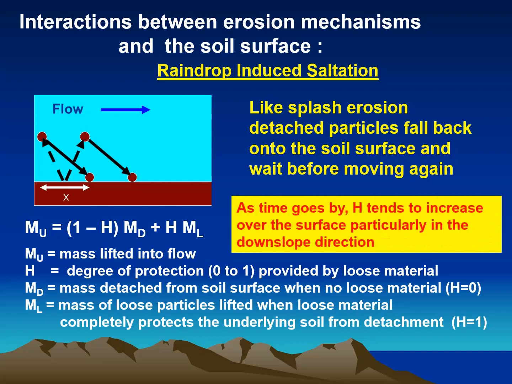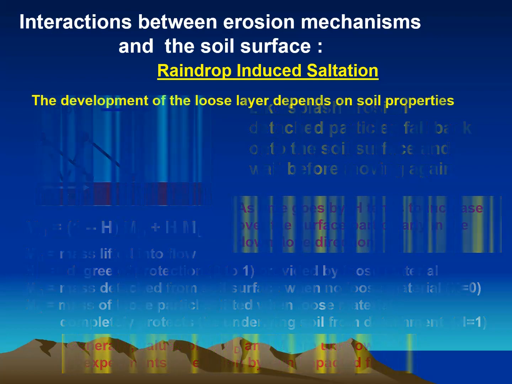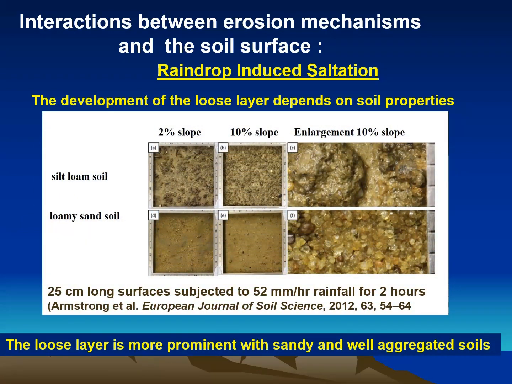As time goes by, H tends to increase over the surface, particularly in the downslope direction. Generally, the values of H, Md and Ml are unknown in experiments with rain-impacted flow. The development of the loose layer depends on soil properties. Generally, the loose layer is more prominent with sandy and well-aggregated soils.